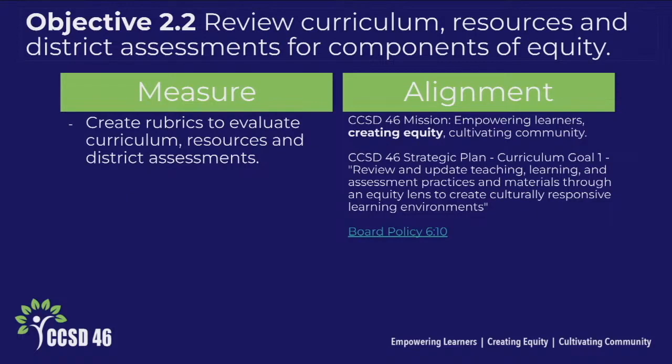Our second objective is to review curriculum, resources, and district assessments for components of equity. In order to achieve this objective, we plan on working to identify characteristics of a culturally responsive curriculum, create a rubric, provide professional learning for staff around the created rubric, and then eventually have each of our job-alike teams evaluate grade level and content area instructional cycle resources and assessments using the created rubric. And this aligns with the creating equity portion of our mission statement, as well as our strategic plan, curriculum goal 1, and board policy 610.